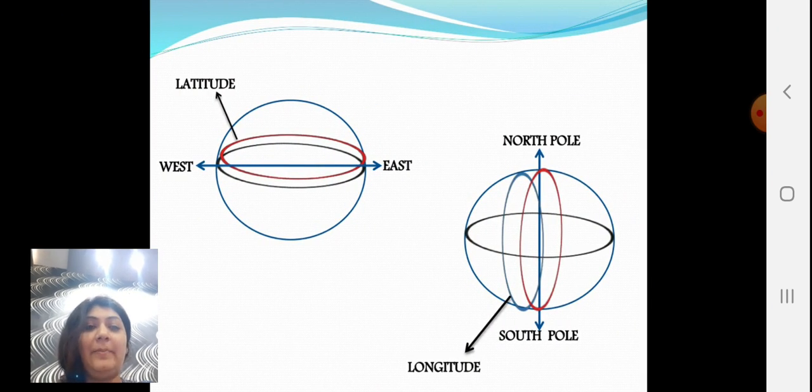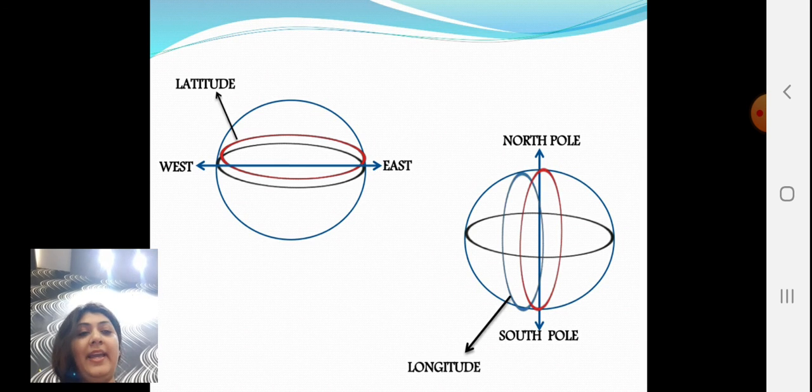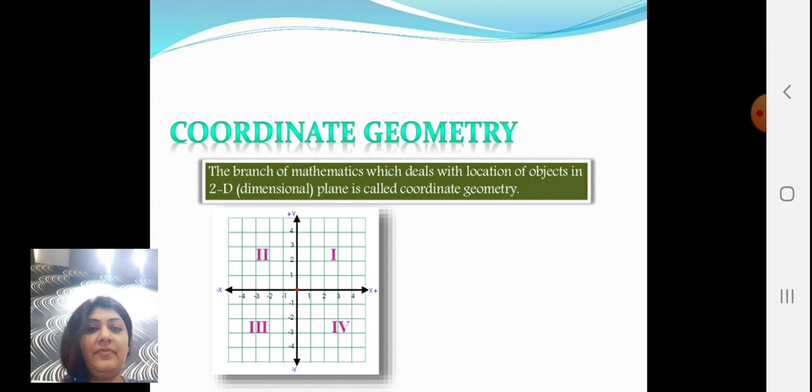So here is a better picture for latitude and the longitude. So latitude is west to east. This line we will term as x-axis, whereas longitude, that is north to south, we will term as y-axis. Now let's begin with the geometry, coordinate geometry, chapter 3.